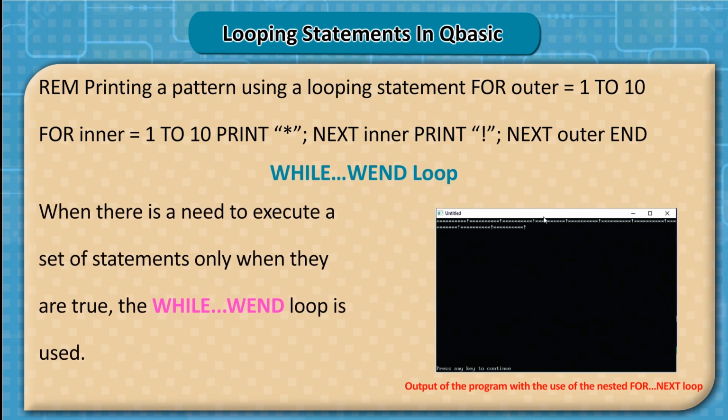While, when loop. When there is a need to execute a set of statements only when they are true, the while when loop is used. Output of the program with the use of the nested for next loop.